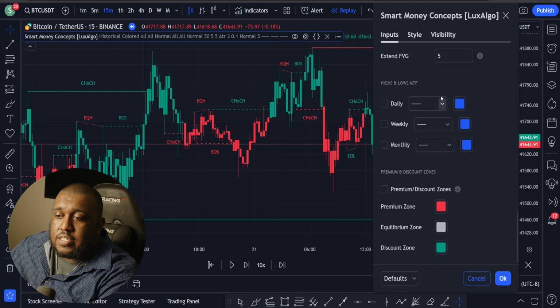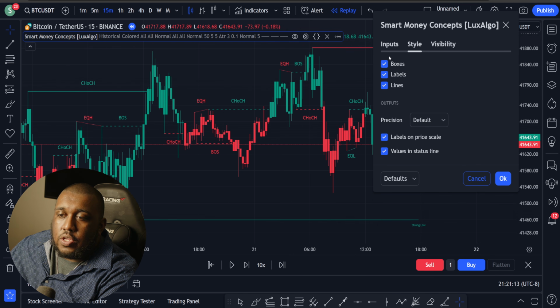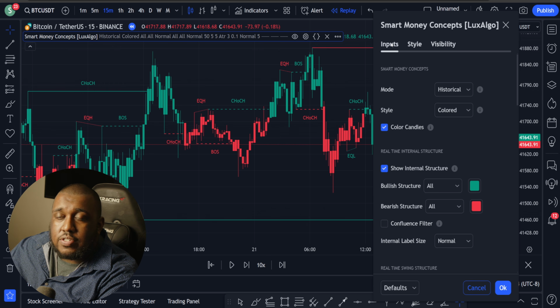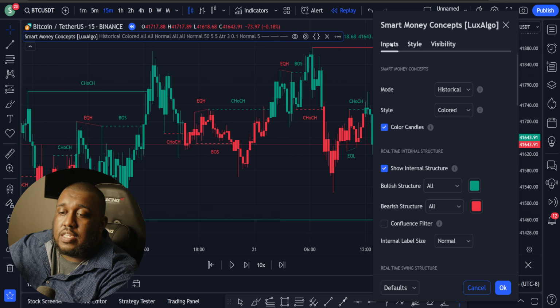Now, next up, we're going to be going over here to style. You guys don't have to change anything here. Nothing. Don't worry about the precision. None of this stuff. Visibility. Don't worry about any of this stuff. Now you guys have a clear understanding of how to use this as far as how to change all the settings. Now we're going to be working on strategies, where to buy, where to sell.